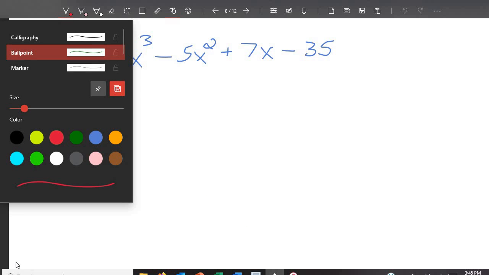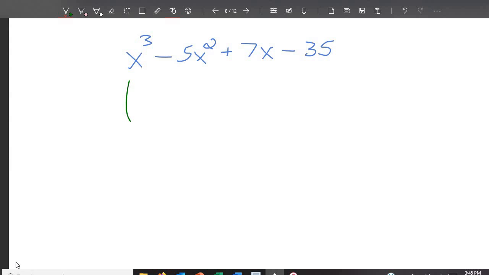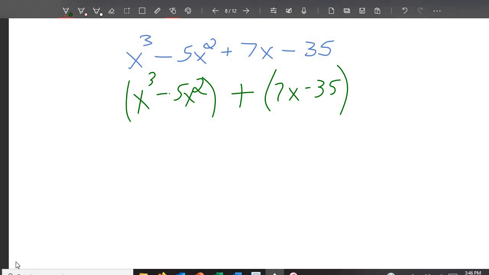Alright, let's look at this one. We're going to draw 2 sets of parentheses, plus sign in the middle. Put the first 2 terms in the first parentheses, second 2 terms in the second parentheses.